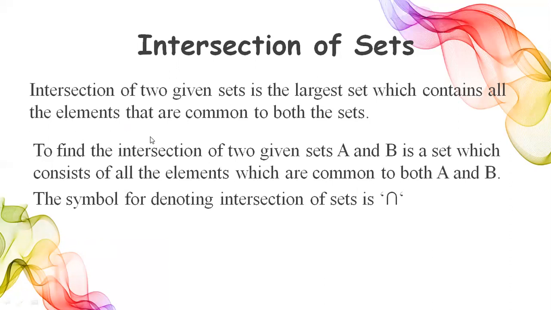The intersection of two given sets A and B is a set which consists of all the elements which are common to both A and B. The symbol for representation of intersection is this. What can I say, it is the opposite sign of the union. All right, let's move to the examples.